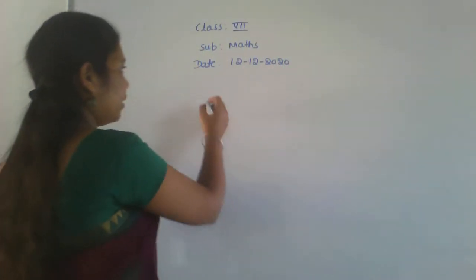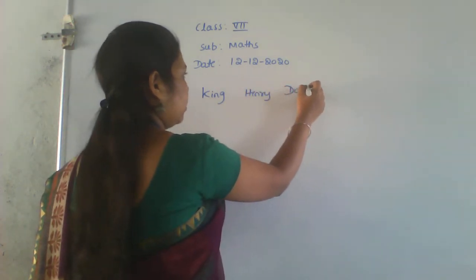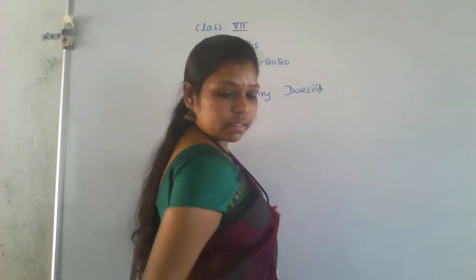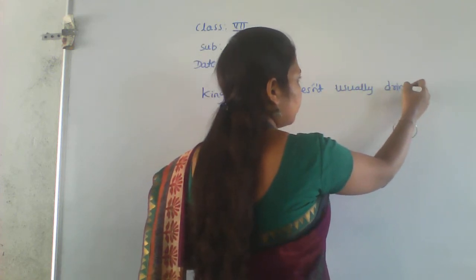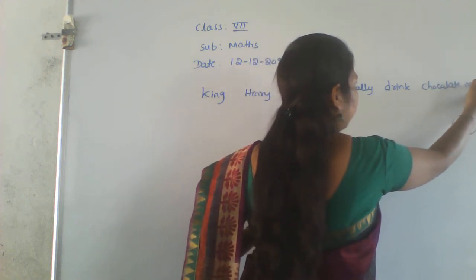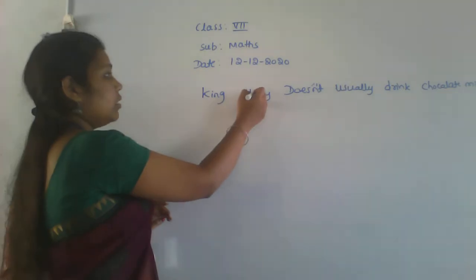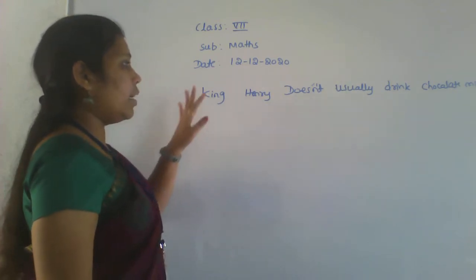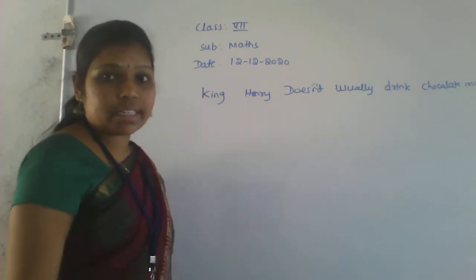Okay, King Henry doesn't usually drink chocolate milk. King Henry doesn't usually drink chocolate milk. They have given one sentence like this.